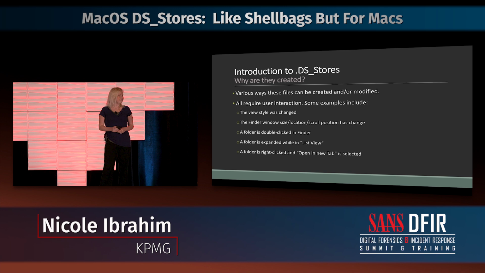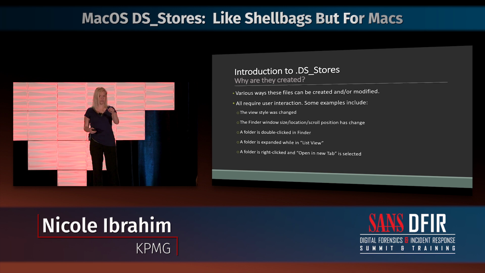So if the user changes the view style, there are different views in Finder. There's list view, there's columns view. I'm not going to go through all the views with you and what they look like, but there are different kinds of views in Finder. So if a user changes a view in Finder, a DSStore will get created or updated, indicating that that folder has a new, different view.